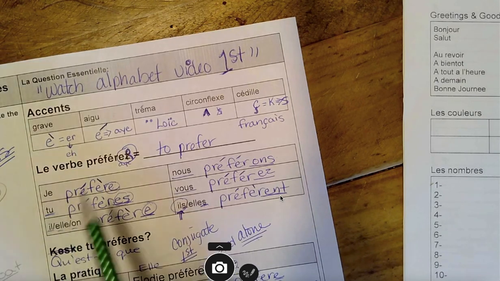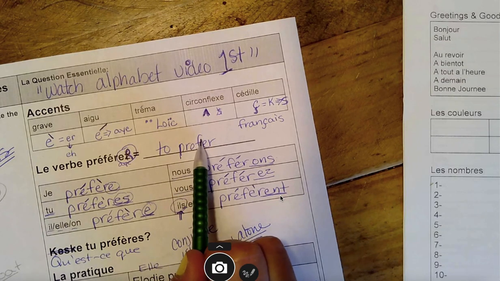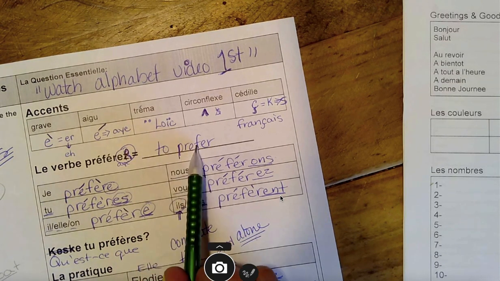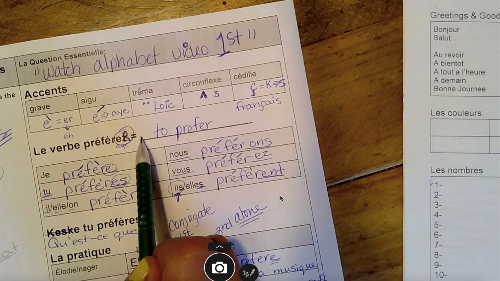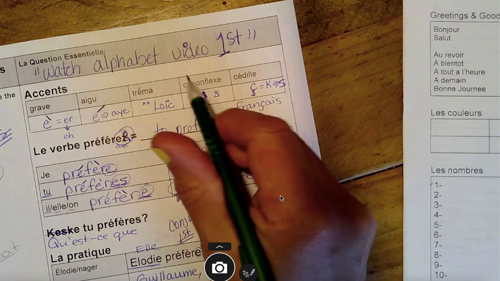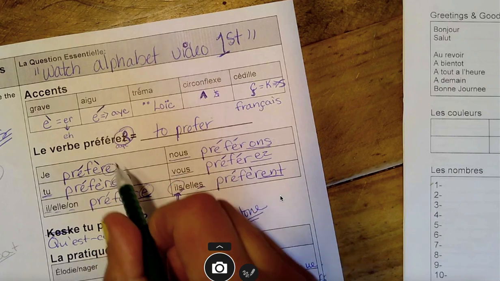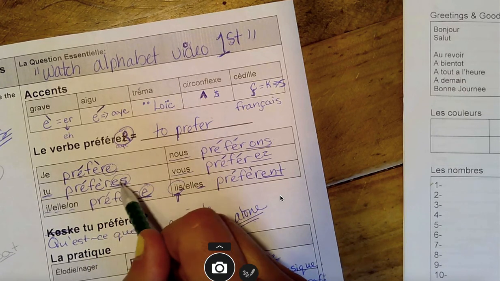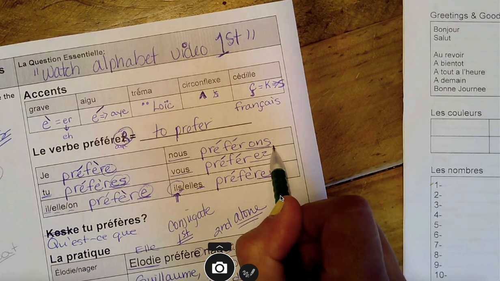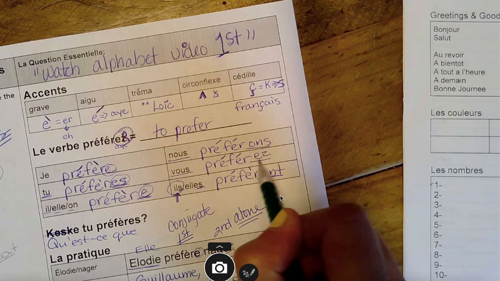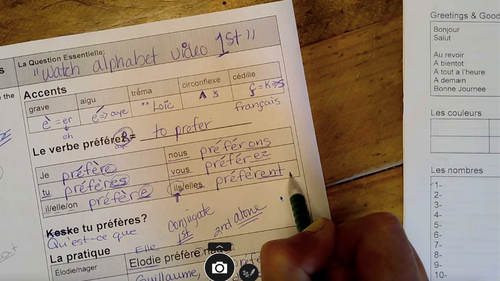So now let's look at the verb préférer. It means to prefer. Okay, to prefer, so write that down. Préférer. Now we know it's an ER verb, so we change it with our ER endings: e, es, e, ons, ez, ent. I want you to get that song stuck in your head.